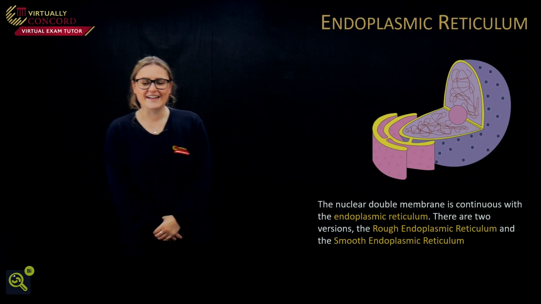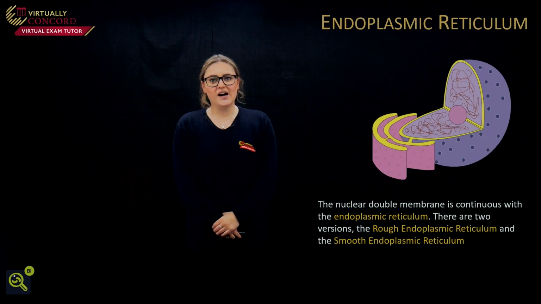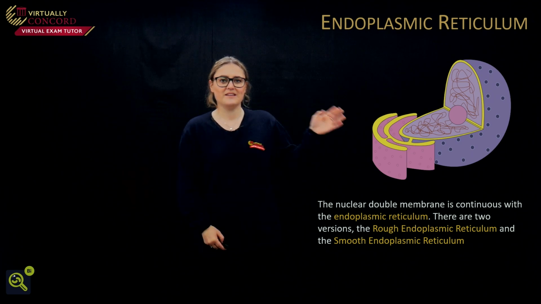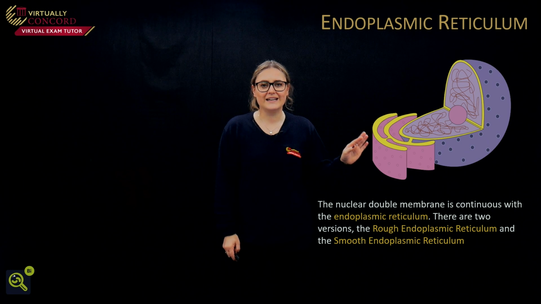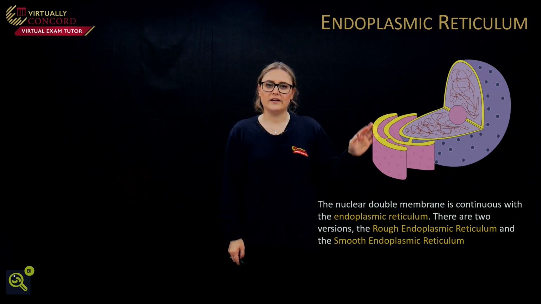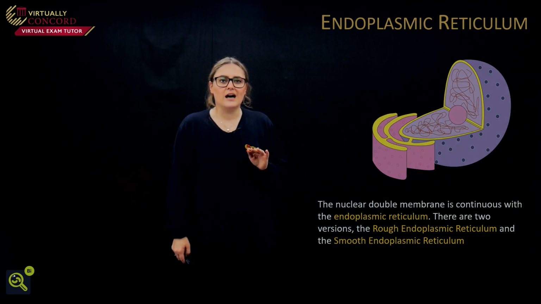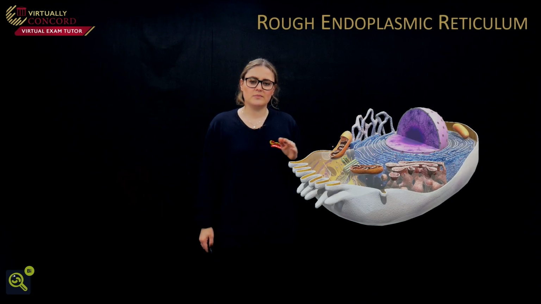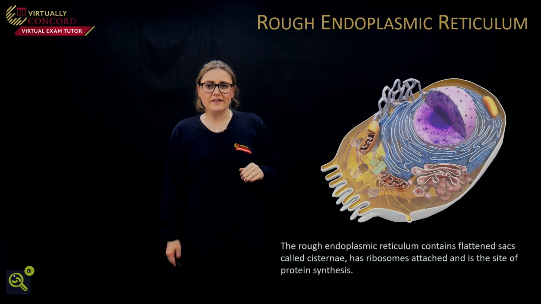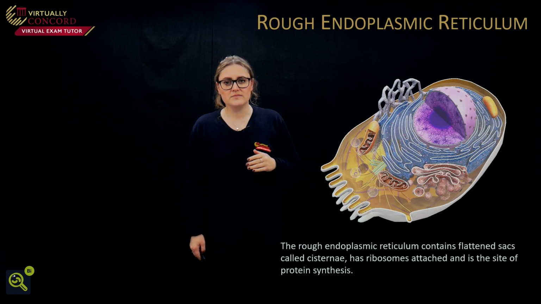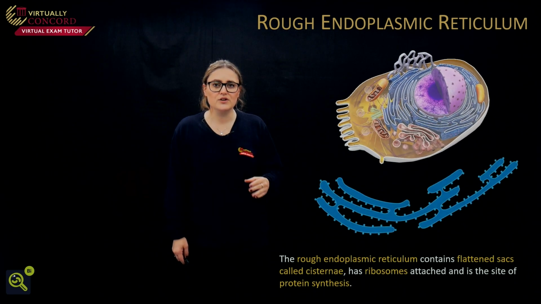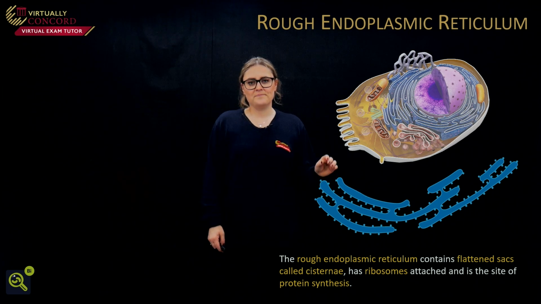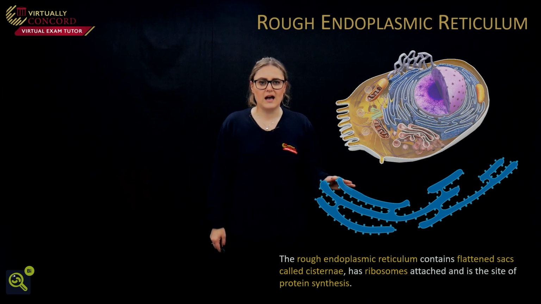Next up, let's have a look at the endoplasmic reticulum. There are two kinds of endoplasmic reticulum, the rough endoplasmic reticulum and the smooth endoplasmic reticulum. This one here is the rough endoplasmic reticulum and it is connected to the nuclear membrane, okay? So it's one long membrane. Now, if we have a look at a whole cell diagram, okay, we can see here that this blue section is your endoplasmic reticulum. Now, the rough endoplasmic reticulum has ribosomes attached, so its main function is protein synthesis. It's made up of these flattened sacs called cisternae, and the ribosomes are attached on the membranes on the outside.